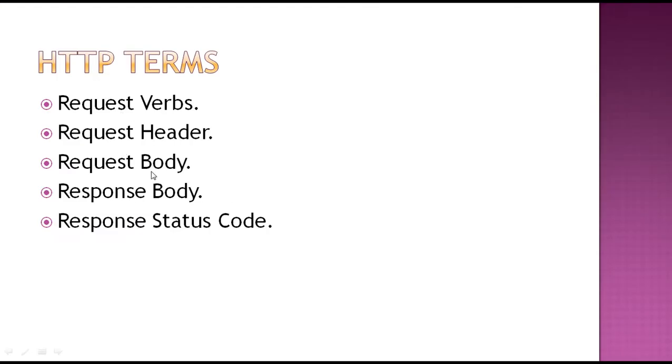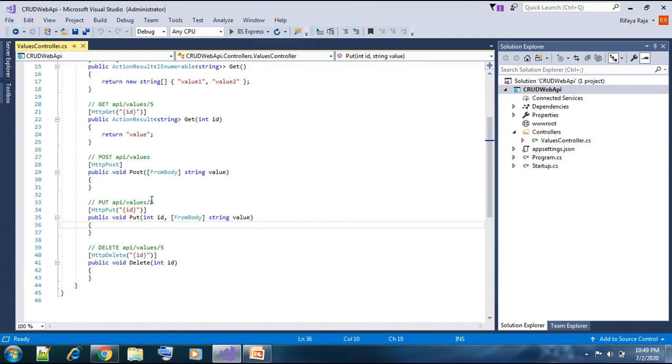And the third HTTP term is the request body. The request body contains the data to send to the server. For example, this post request contains the data for the new item that we want to create. The data format may be in XML or JSON format.